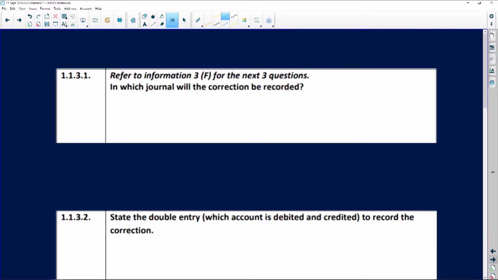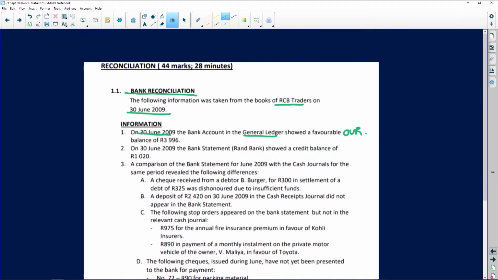Right, information 1 taken into account. Let's now move on to information 2.